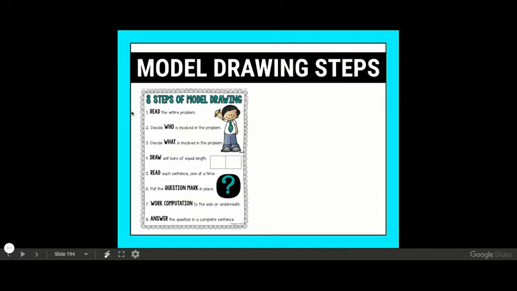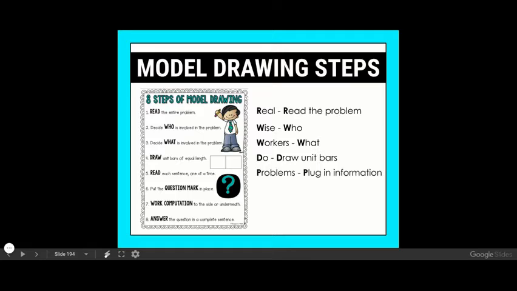So I will first just go over those steps. Real is read the problem. Wise stands for who. Workers stands for what. Do stands for draw the unit bars. And remember, we have to draw the unit bars of equal length. Problems stands for plug in information. Quit stands for our question mark.